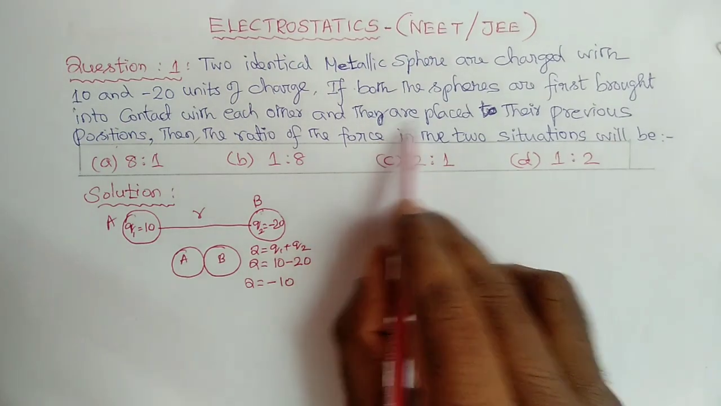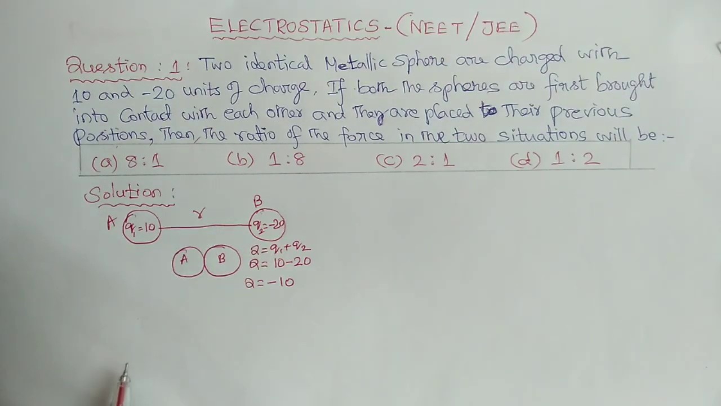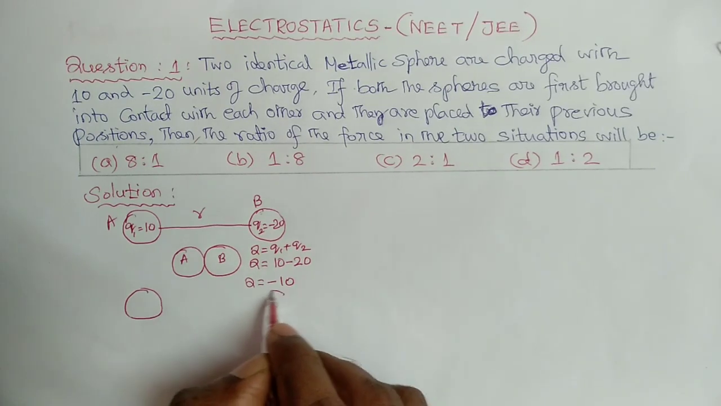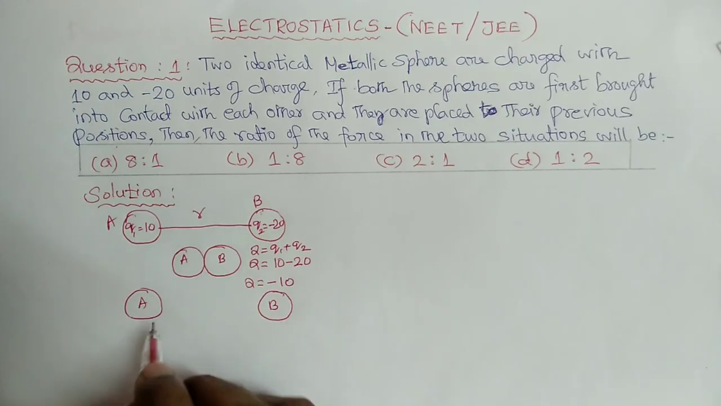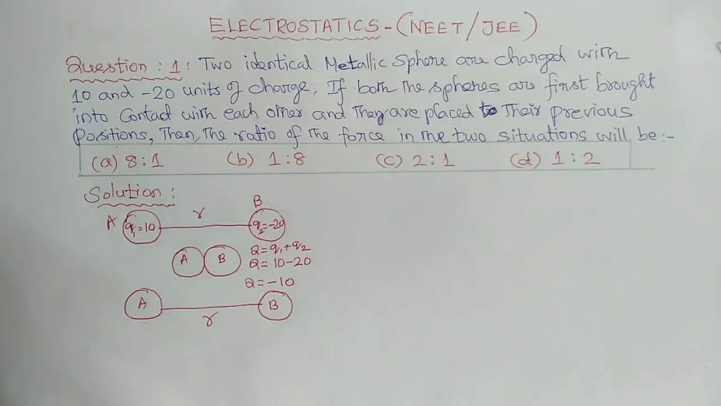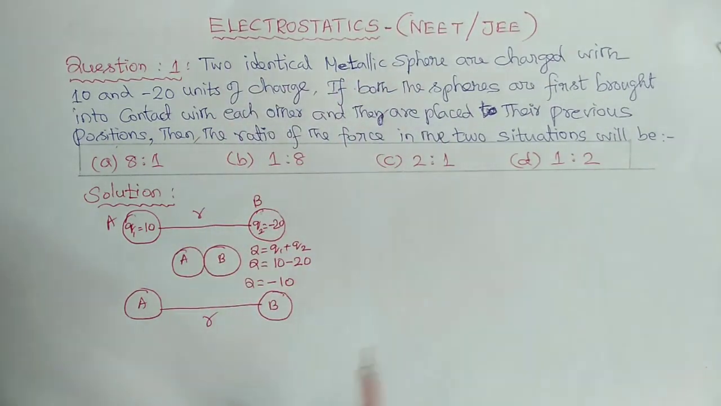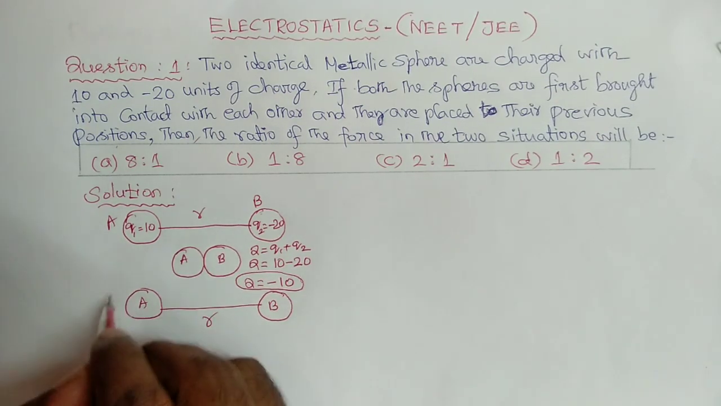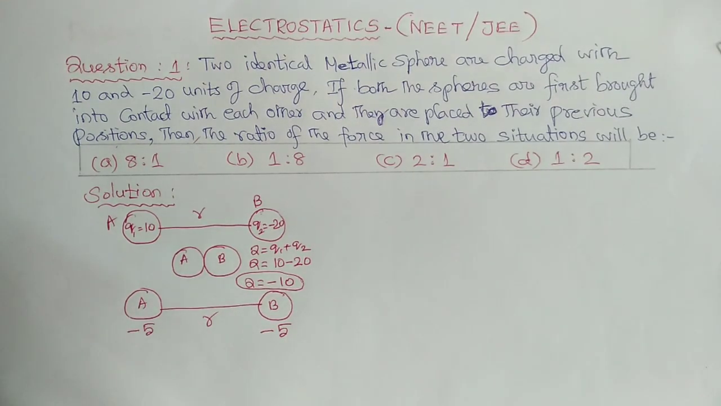Okay, so again they are placed at their previous position. We will separate these two charges at the same distance of r. So again we will split these two in the same position. It means A and B at the same distance of r. So since the spheres are identical and metallic, this charge Q equal to minus 10 units will be separated into minus 5 and minus 5.